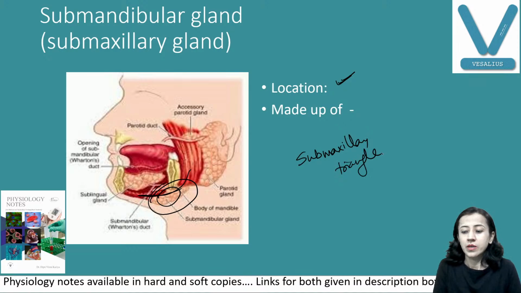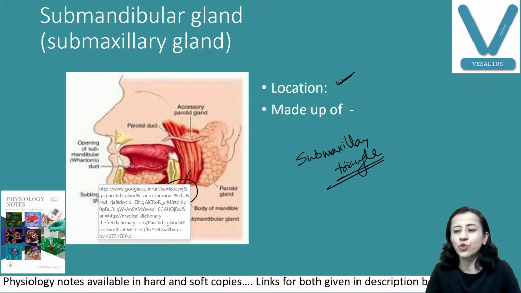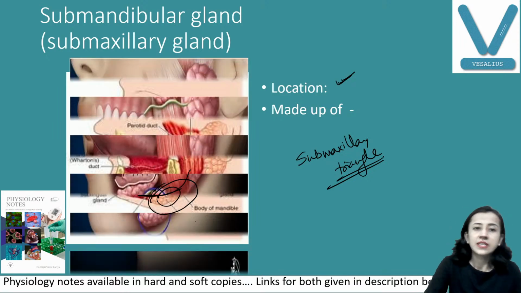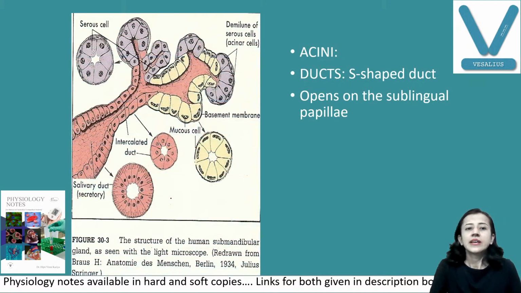It has got superficial and deep two parts. That is more anatomy we will discuss. Then again you can see this is your submandibular gland. It has acini here, and these acini are again mixed, serous and mucus. You can see serous as well as mucus acini are there, both types of acini.